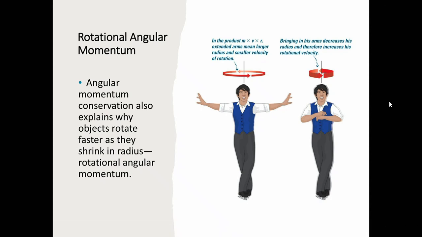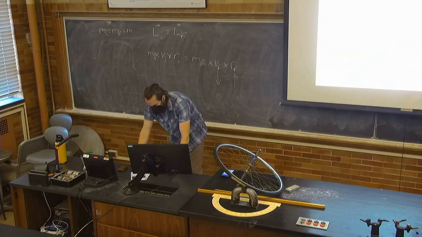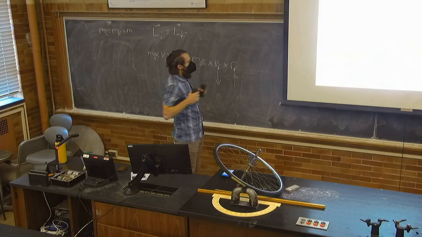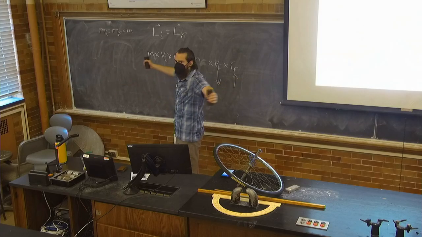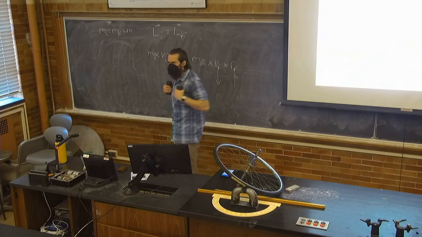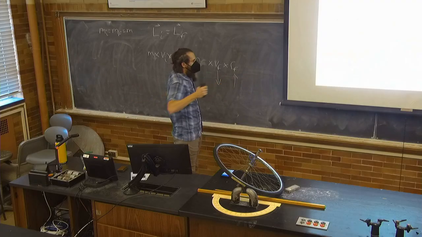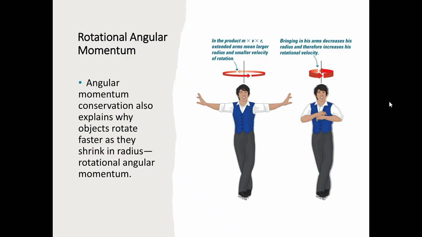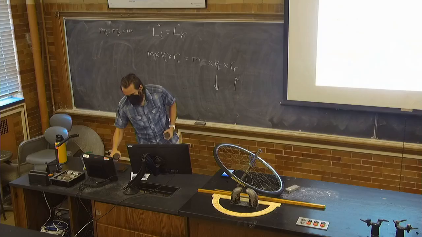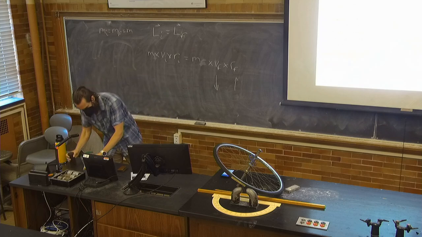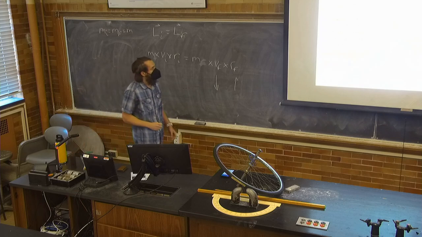Let's see. I'm going to start in close, start myself spinning a little bit. And then when I push my arms out, I slow down, pull them back in, and I speed back up. Slow down, speed up. And I'm not touching anything, right? I'm just changing the configuration of the weights in my arms with respect to my body. I'm going to stop that before I make myself sick.